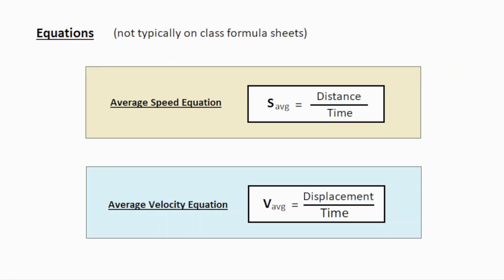Here are 2 equations that I think would be good to know. These are not typically included on class formula sheets. Teachers often expect you to know these. Average speed can be found by dividing the distance the object moved over the time that it moved for. We want to pair speed and distance because they are both scalars. To find average velocity, we'll find the displacement of the object over the time that it moved for, and we want to compare velocity and displacement because they are both vectors.